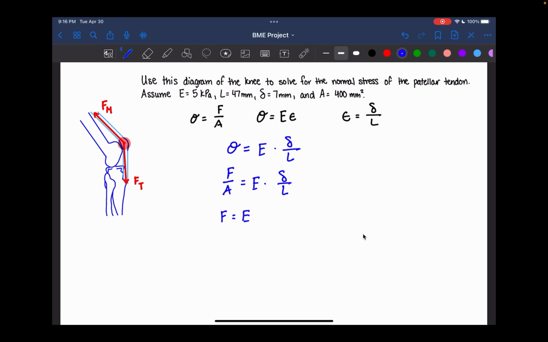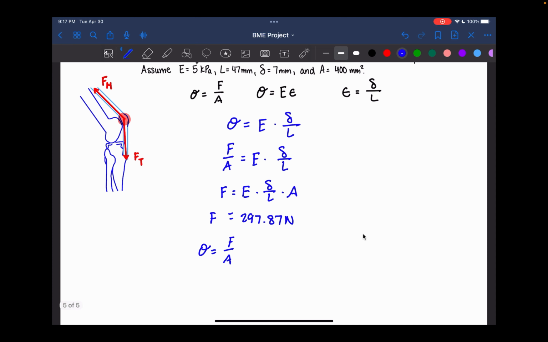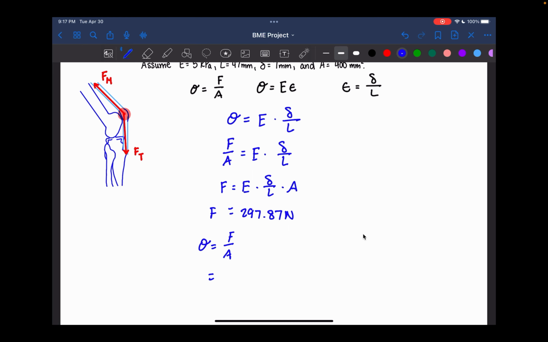Once we convert our units to the SI units and plug them in, we will get that the maximum force on the patellar tendon is 297.87 newtons. Finally, using our original normal stress equation, we will plug in the force applied and the area, resulting in the maximum stress needed for the patellar tendonitis to occur is 744.675 newtons per meter squared.